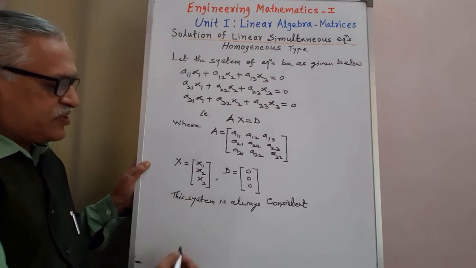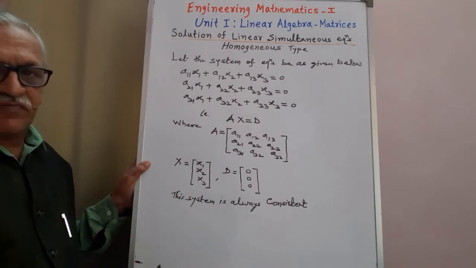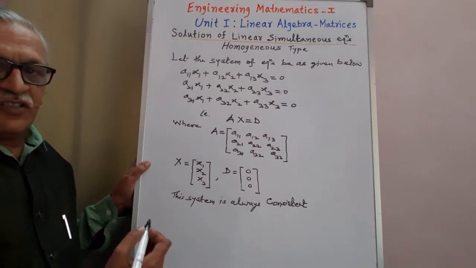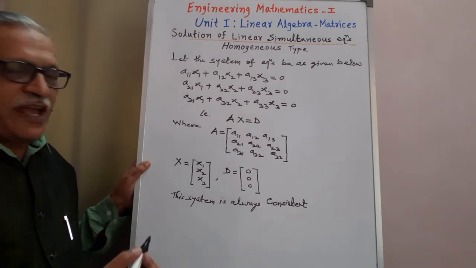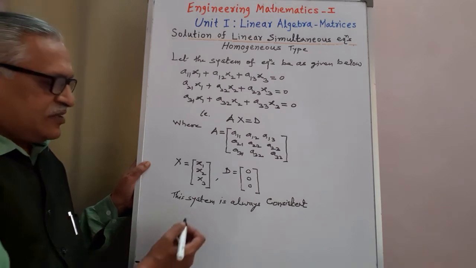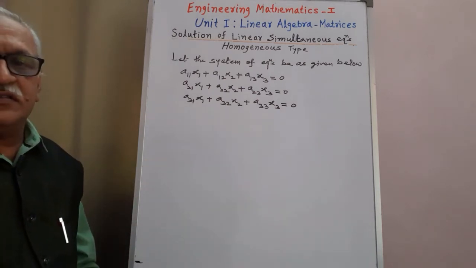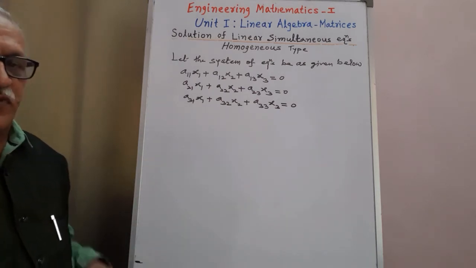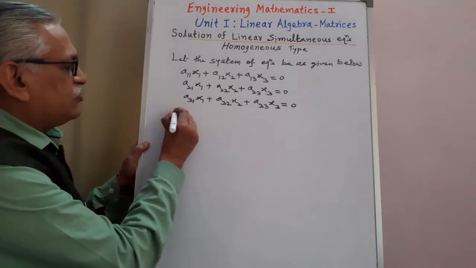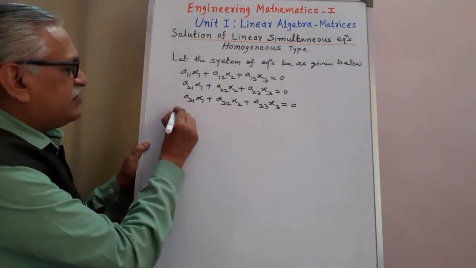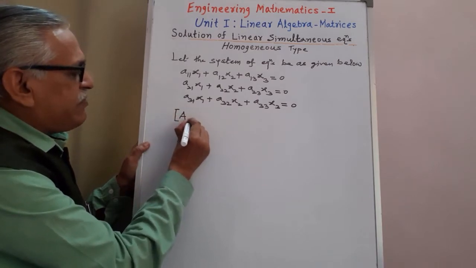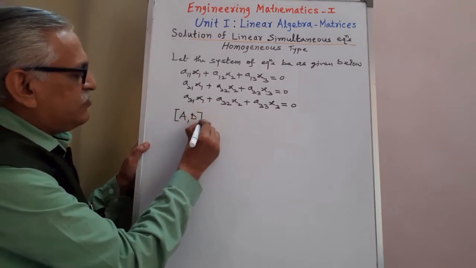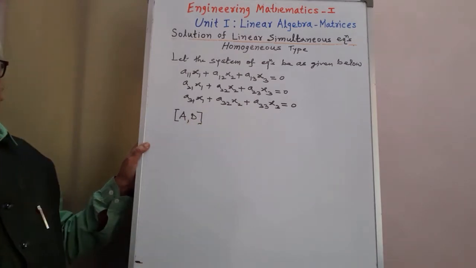This system of equations is always consistent. It means there should not be a question like this, test for consistency. The question must be like this, solve. Here there are two types of solution possible, and to determine that solution, once again we write a combination of matrix A and matrix D, which we call an augmented matrix.